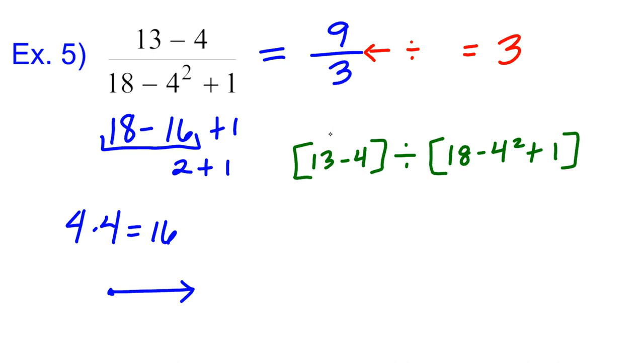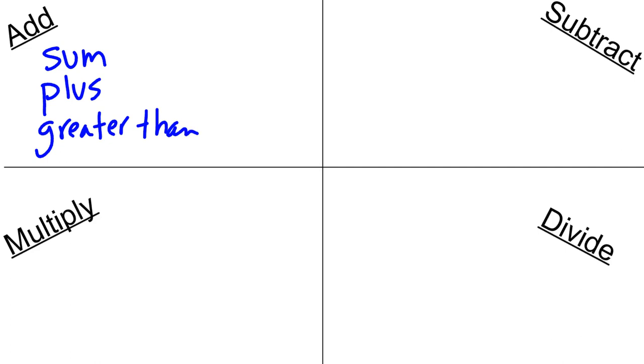Now, one more thing I want to look at before we leave is just some words and discuss some words with you for these different operations. So, when we're looking at the word add, there are multiple words that will also mean add. One word would be sum, plus, greater than, increase, and total.